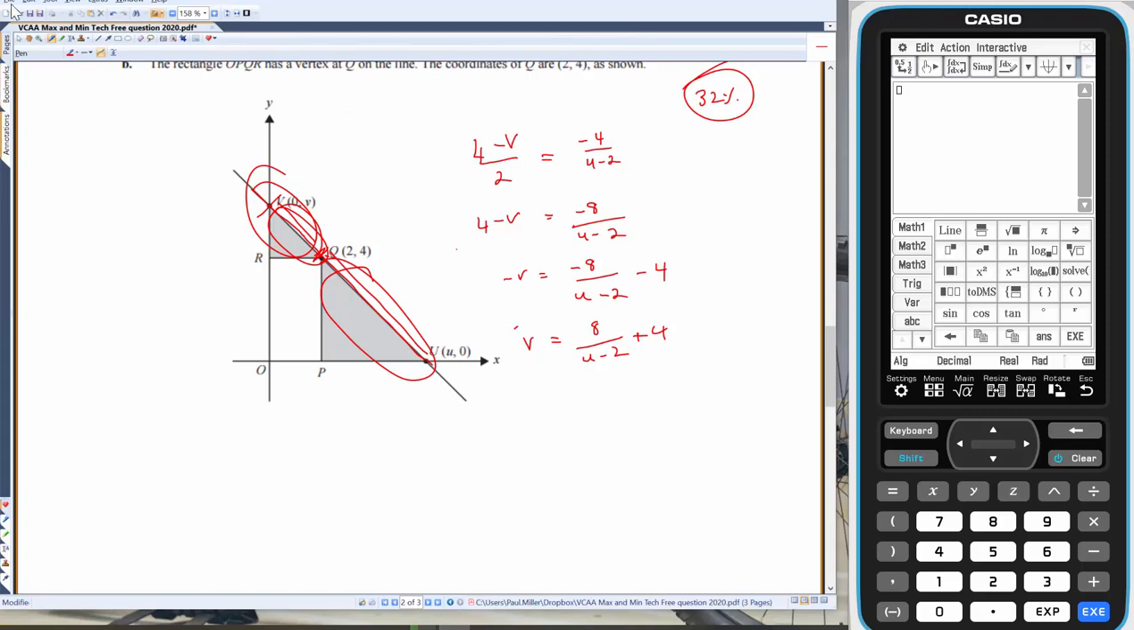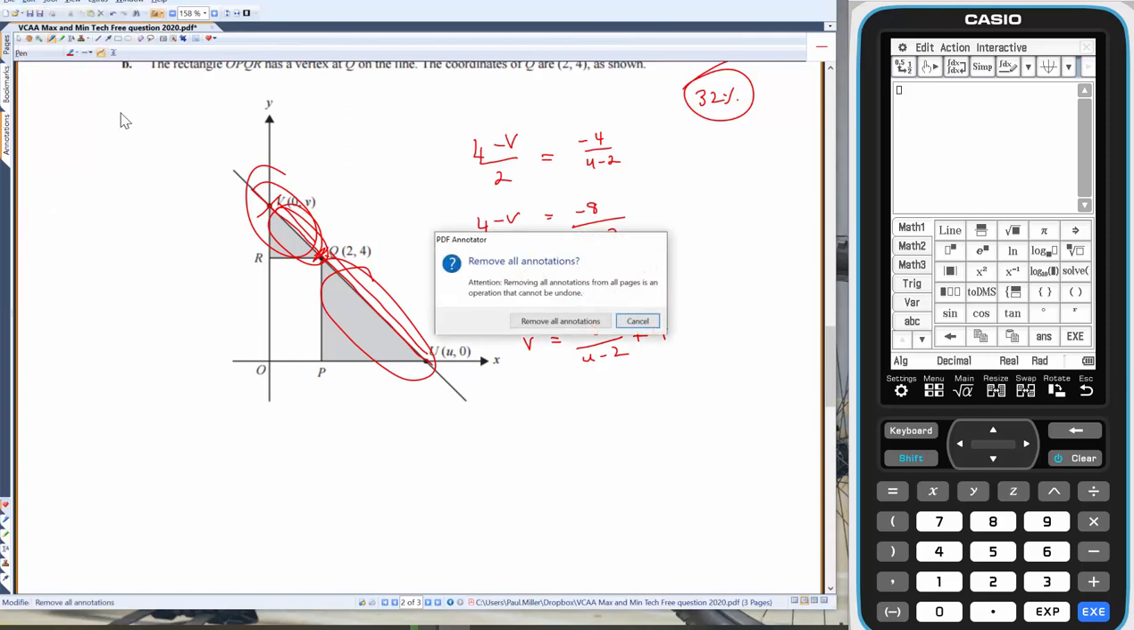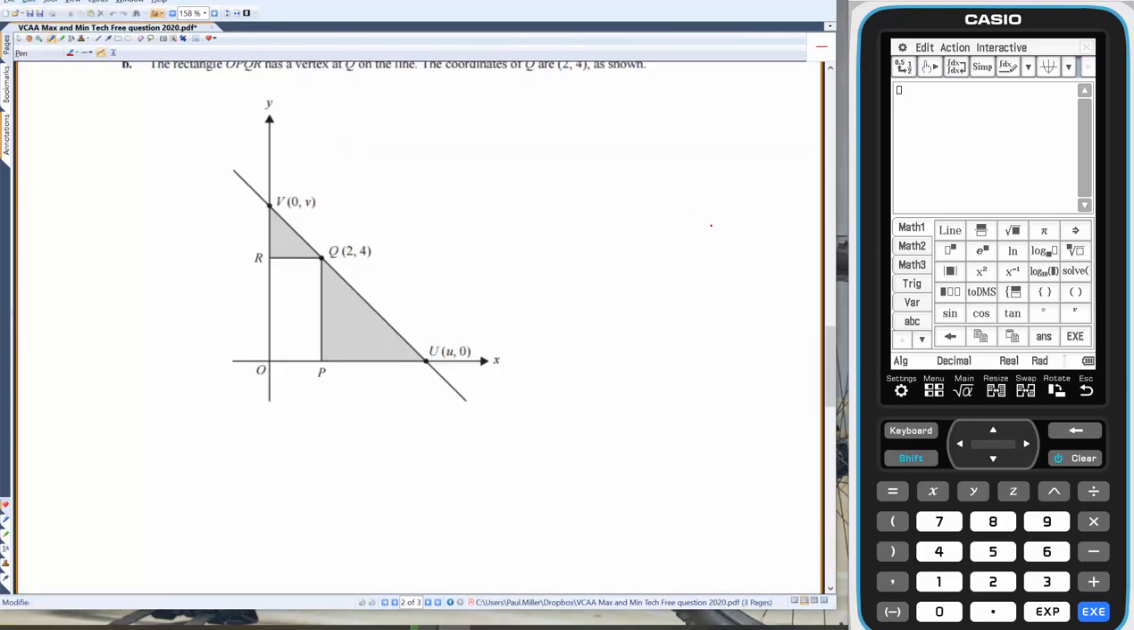In fact, what I'm going to do is just clear these annotations and rewrite that working out. So that one was V equals 8 over U take 2 plus 4. Okay, that was what we came up with for the previous question that we were working on. Now, what I'm going to do is get the area of this whole thing and remove this part here. That's what I'm going to do. So this part here is 2 by 4. So this has an area of 8. So my area function, let's call it A of something, equals, it's going to have 8 removed from it.